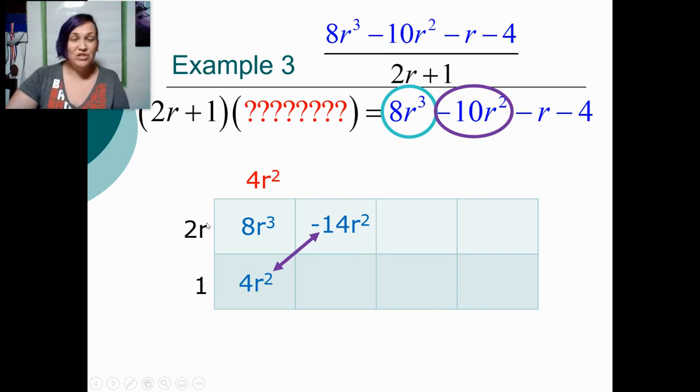Okay, now this 2r had to multiply by something to make that negative 14r squared. So 2 times negative 7 will make the negative 14, and then r times r will make r squared. So negative 7r goes up here. Next, I'm going to multiply the negative 7r times the 1, and it's still negative 7r. And we do it all over again.